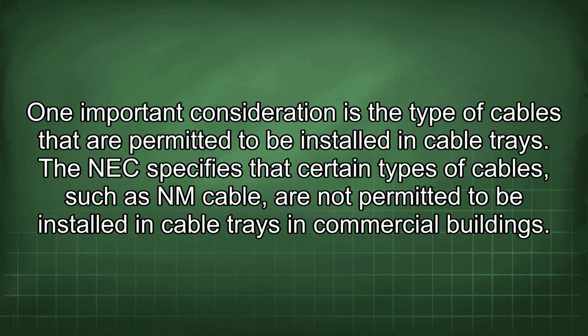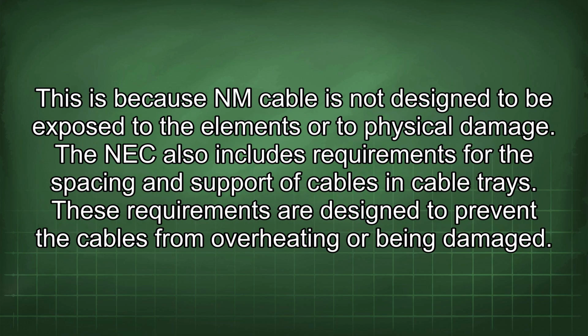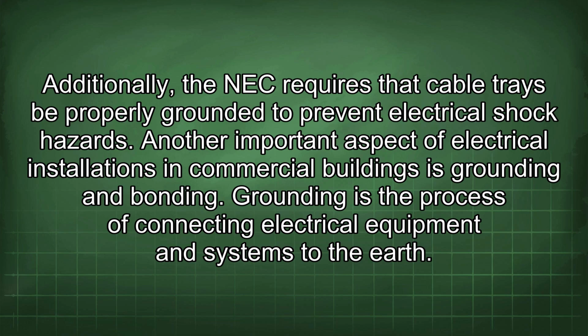The NEC specifies that certain types of cables, such as NM cable, are not permitted to be installed in cable trays in commercial buildings. This is because NM cable is not designed to be exposed to the elements or to physical damage. The NEC also includes requirements for the spacing and support of cables in cable trays. These requirements are designed to prevent the cables from overheating or being damaged. Additionally, the NEC requires that cable trays be properly grounded to prevent electrical shock hazards.